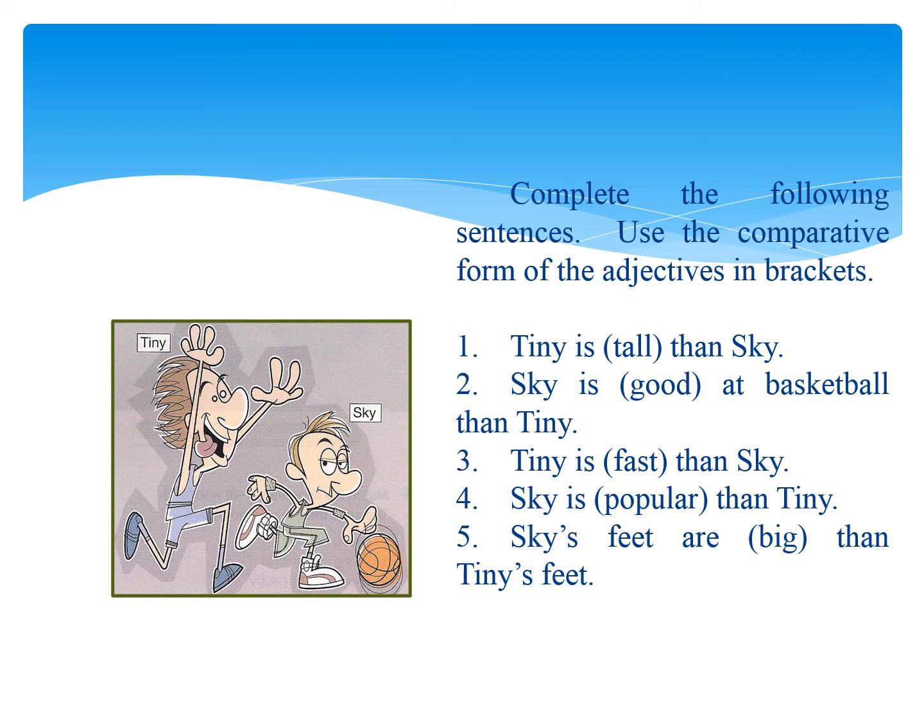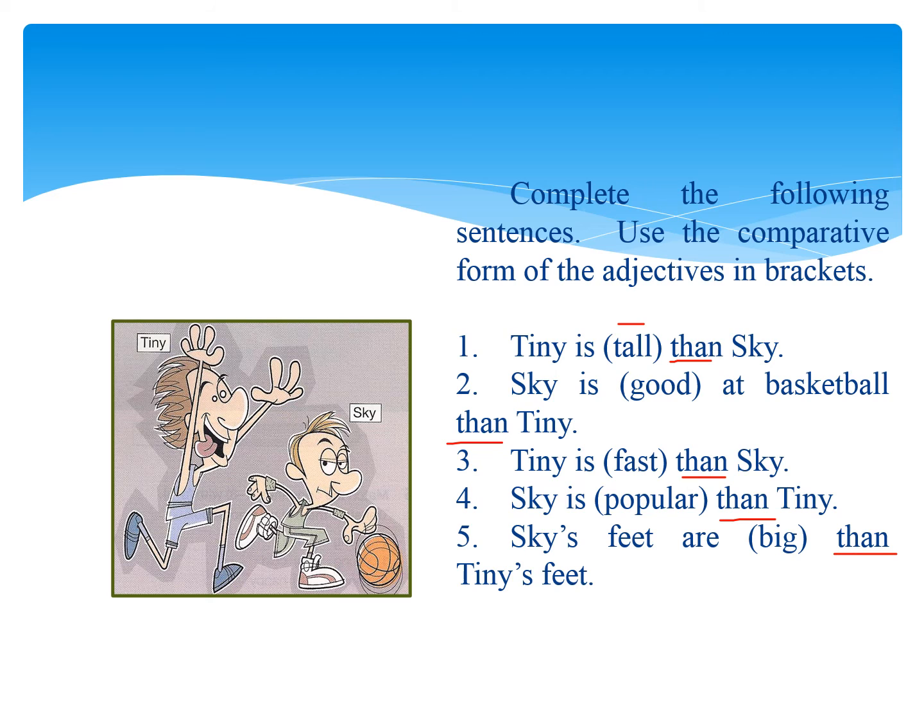Now let's have a look at these examples. Complete the following sentences. Use comparative forms of the adjective in brackets. So we have: Tiny is tall than Sky. Sky is good at basketball than Tiny. Tiny is fast than Sky, and Sky is popular than Tiny, and Sky's feet are big than Tiny's feet. Remember that we have tall here, it's a short adjective, and remember that we are using the comparative because we have than. We use than in comparisons and comparatives.